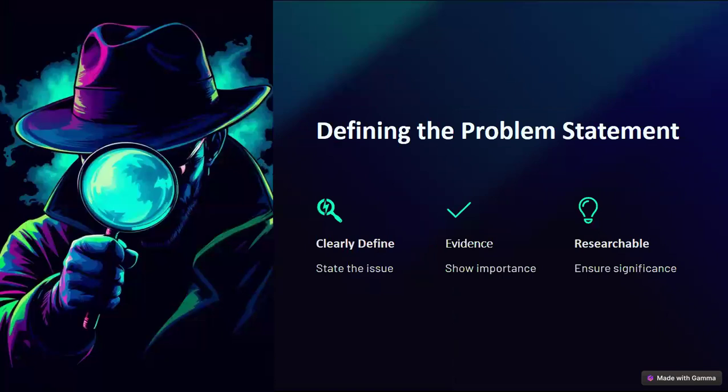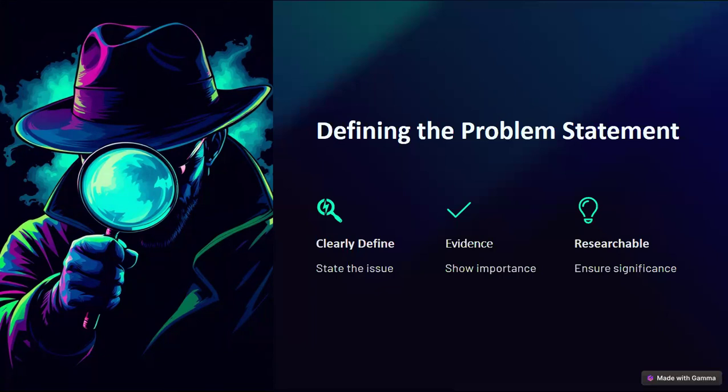Then on your next slide, you have to show the problem statement. Here, what you do is to clearly define what exactly it is you are looking at in your work. You need to state the issue, go straight to the point. You also need to provide evidence of the problem, so that you're not just speculating. Use your citations and references to show evidence and show the importance of this work, right?